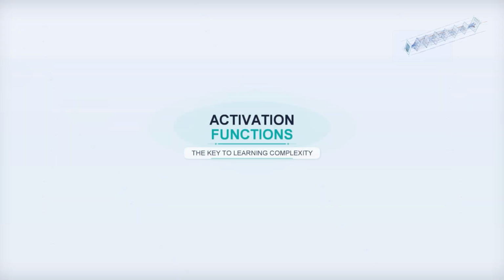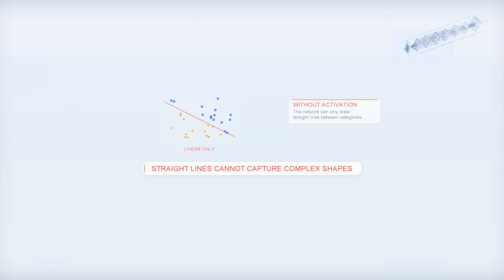Between layers, there's a crucial step called activation. Without it, the network could only learn straight-line patterns. Imagine trying to draw a circle using only a ruler. Impossible. That's a network without activation, limited to straight lines. The most popular activation function is called ReLU.